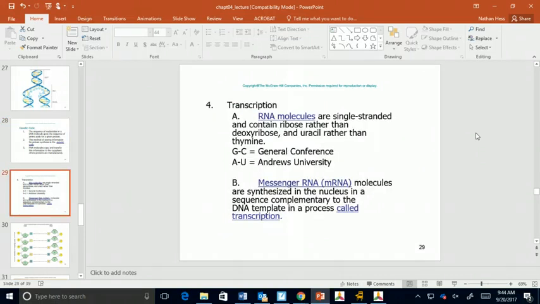The RNAs have a little bit of a difference. The G's and the C's are still there. The A is still there. But instead of the thymine, we have uracil.